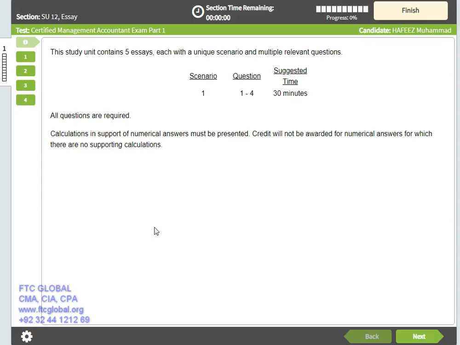Okay, here we go. We have an essay on section E, control procedures. There are 4 questions in this essay type, and as usual you have 30 minutes to complete. So let us read the detailed case study by pressing next.